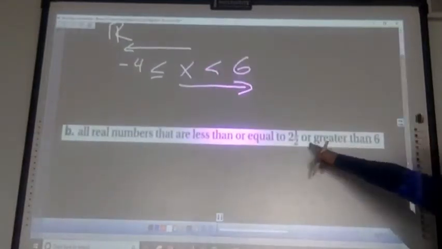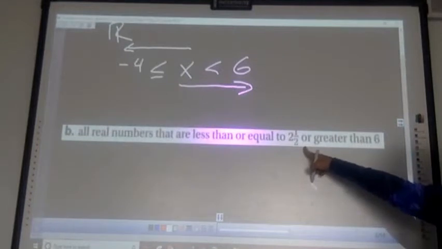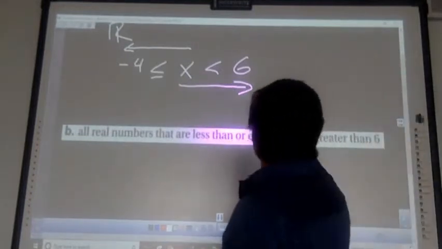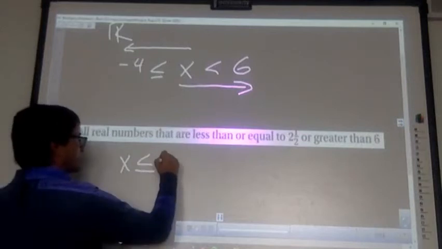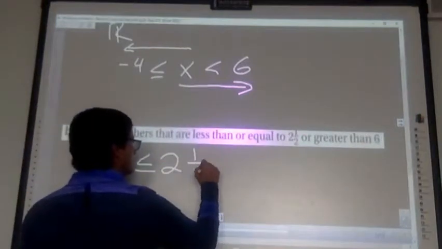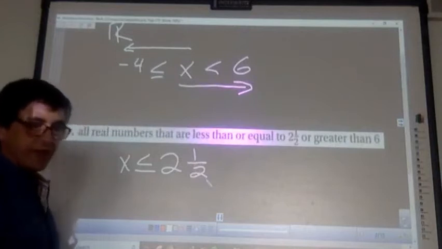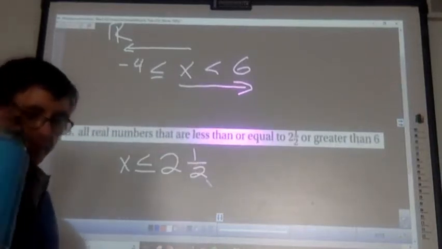Okay, so this one's an or. Says it right here. So all reals that are less than or equal to 2.5. So x is less than or equal to 2.5. You could write 2.5 as well. I don't really care. That'd be fine.